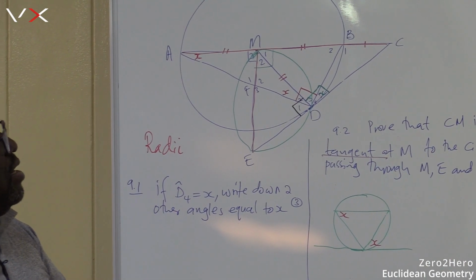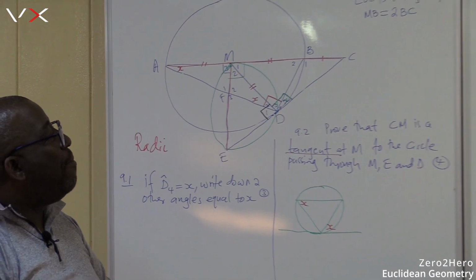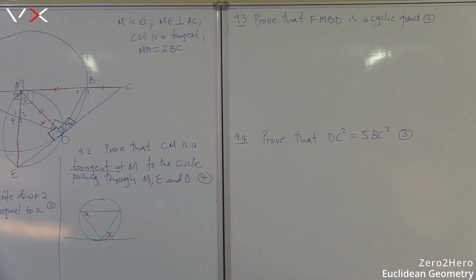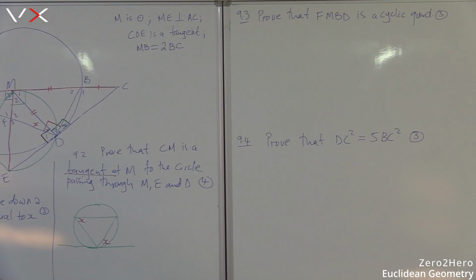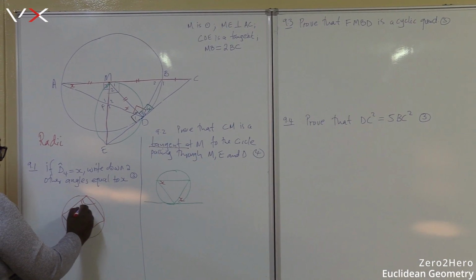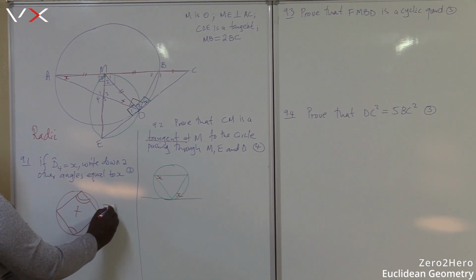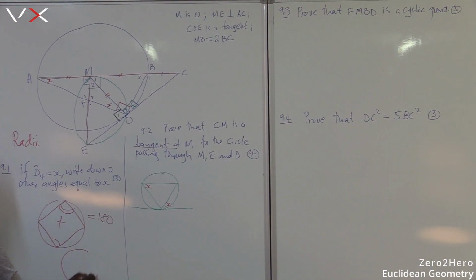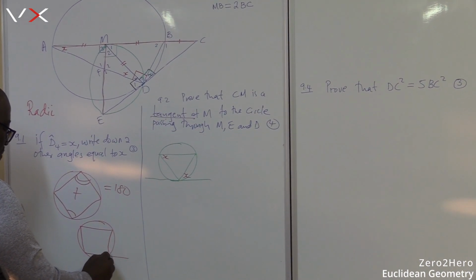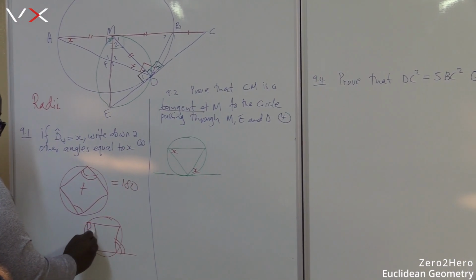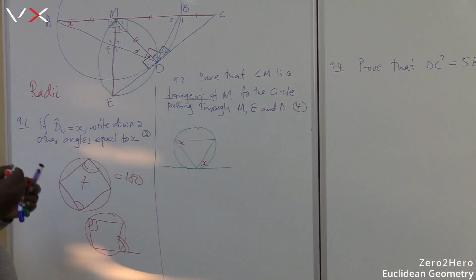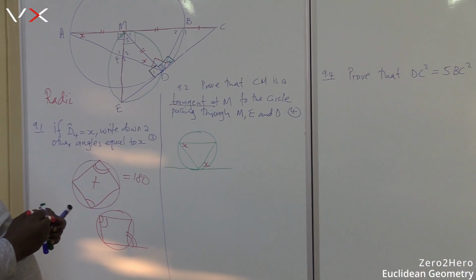Let's go to 9.3. Prove that FMBD is a cyclic quad. It's concyclic. Remember, there are only two theorems that deal with a cyclic quad. The first one says this angle plus this angle must be equal to 180 degrees. And the second one says the exterior angle, this one, is equal to this one, the interior opposite angle. So that's what we'll be looking for in that particular question.